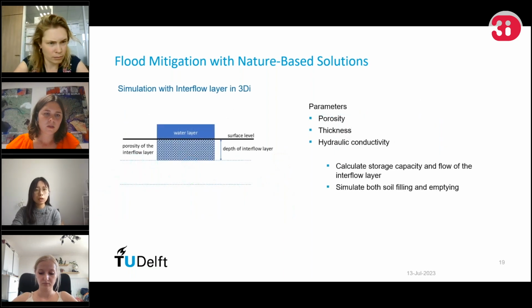So I am trying to explore the simulation with the interflow layer in the 3Di. In 3Di, the interflow layer is simulated mainly by 3 parameters: porosity, thickness, and the hydraulic conductivity, to calculate the storage capacity and the flow of the layer to simulate both soil filling and emptying.